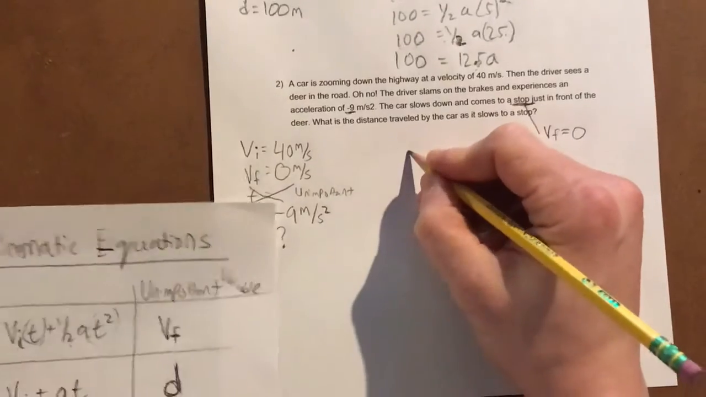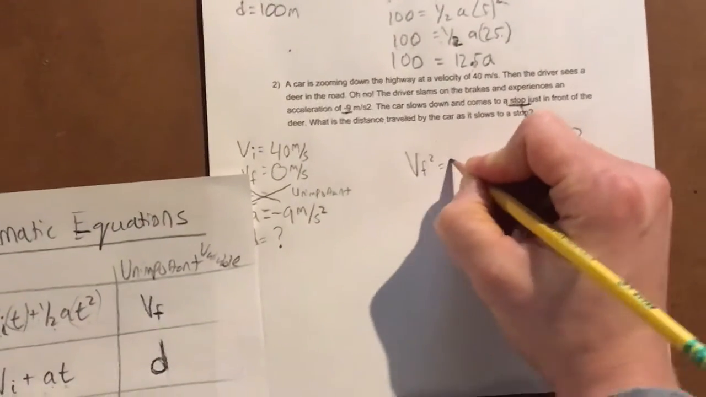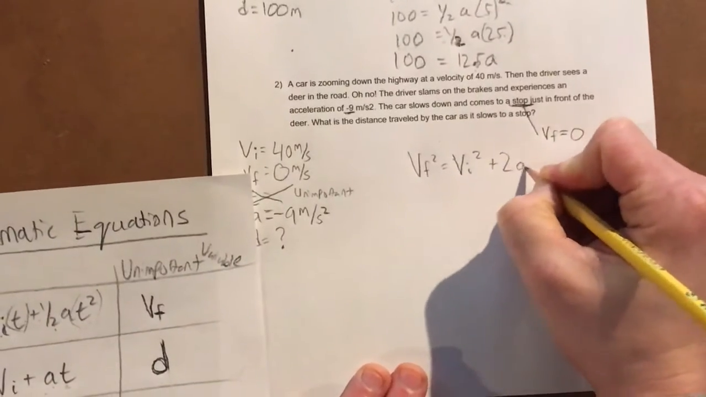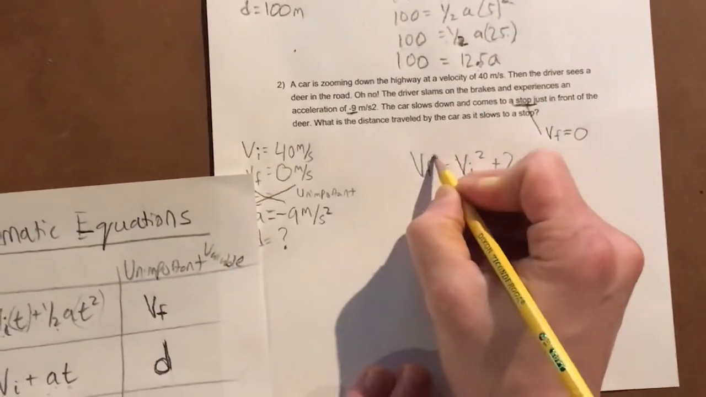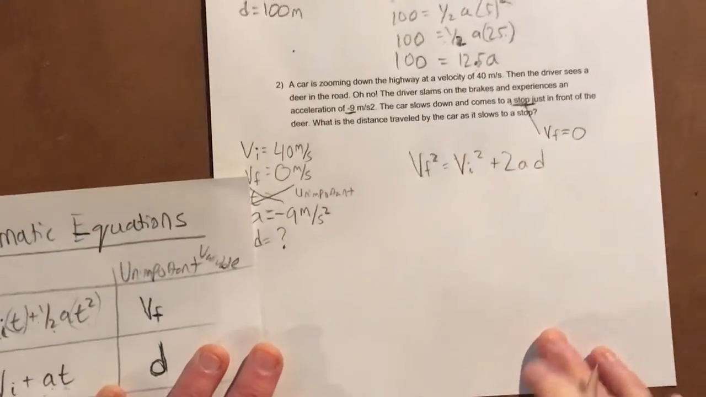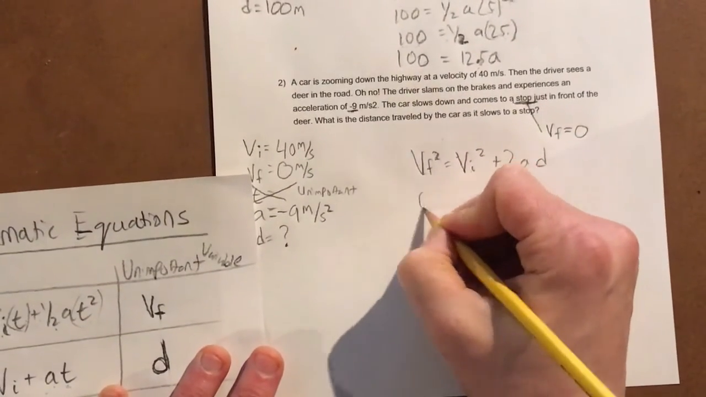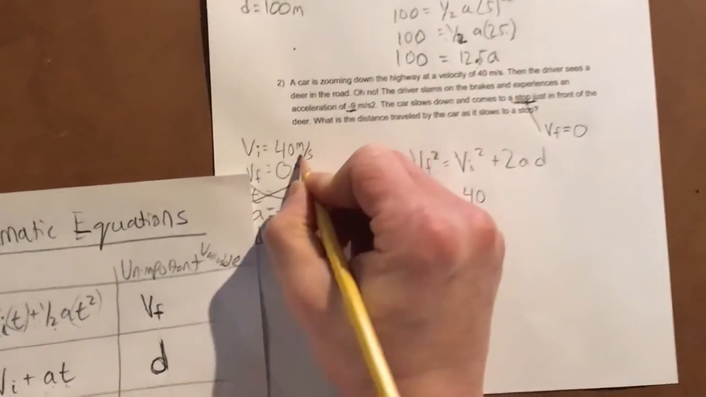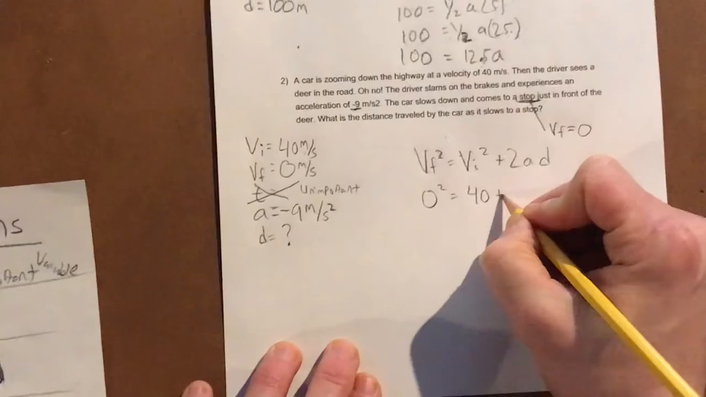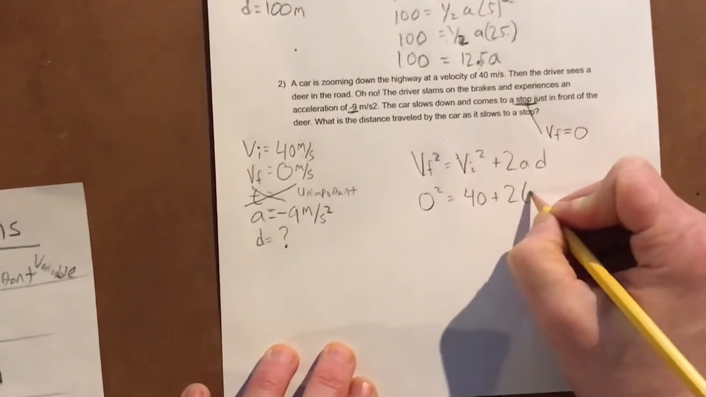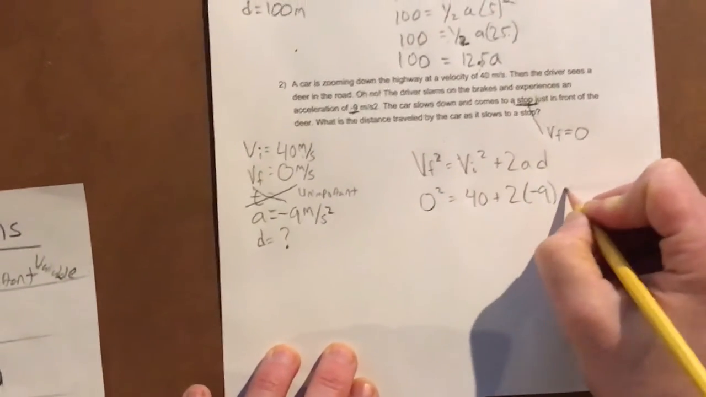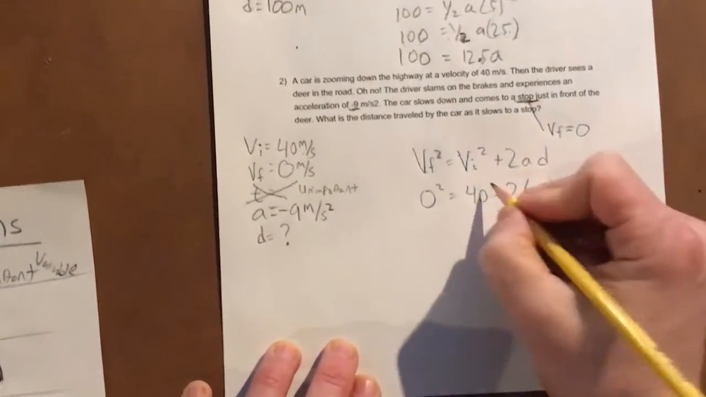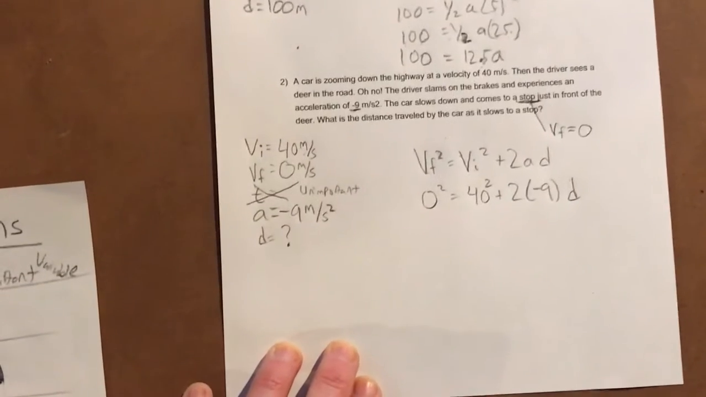So that equation is VF squared equals VI squared plus 2 times A times D, your last equation, which we're writing down because time was unimportant. So let's plug in our numbers. VF is 0 squared. Then VI is 40 squared. And then plus 2 times A is -9 times D. I'm just looking at my list and plugging in the numbers from the list. Oh, so 40 gets squared. Don't forget about that.